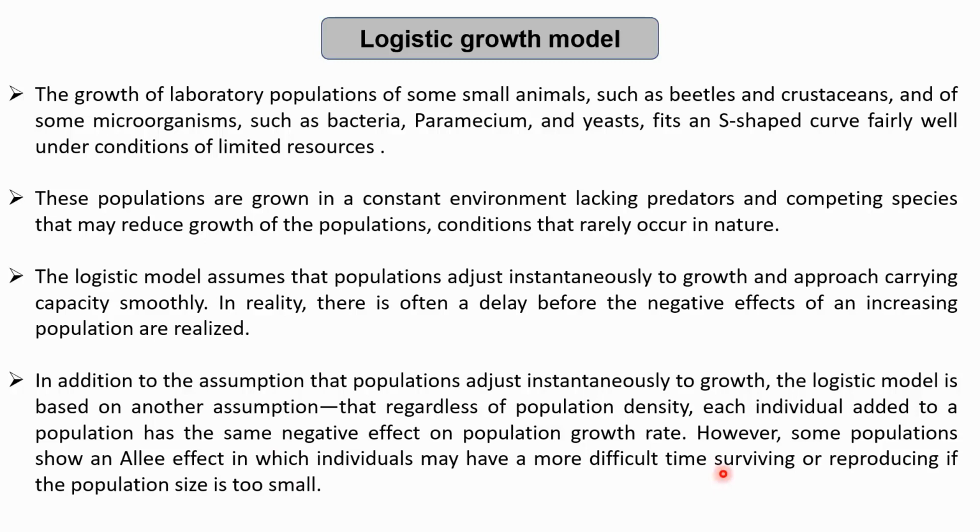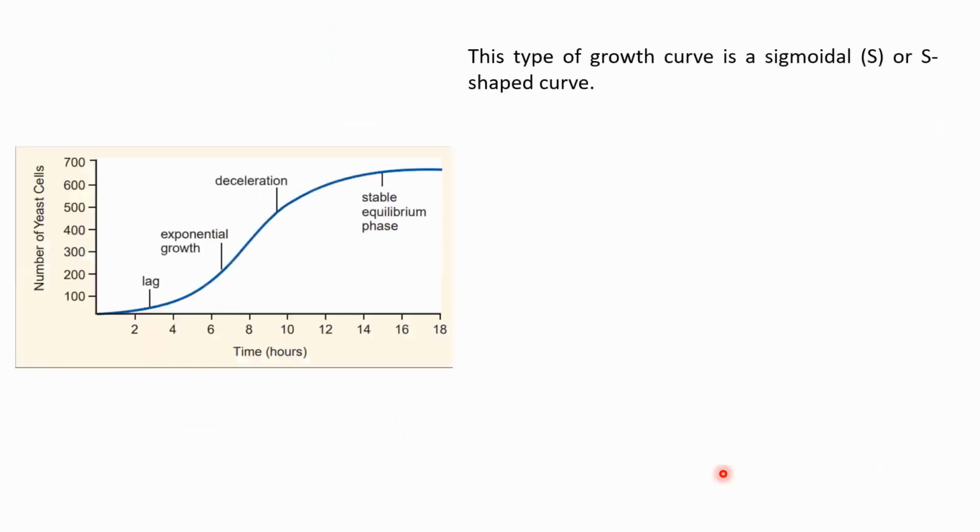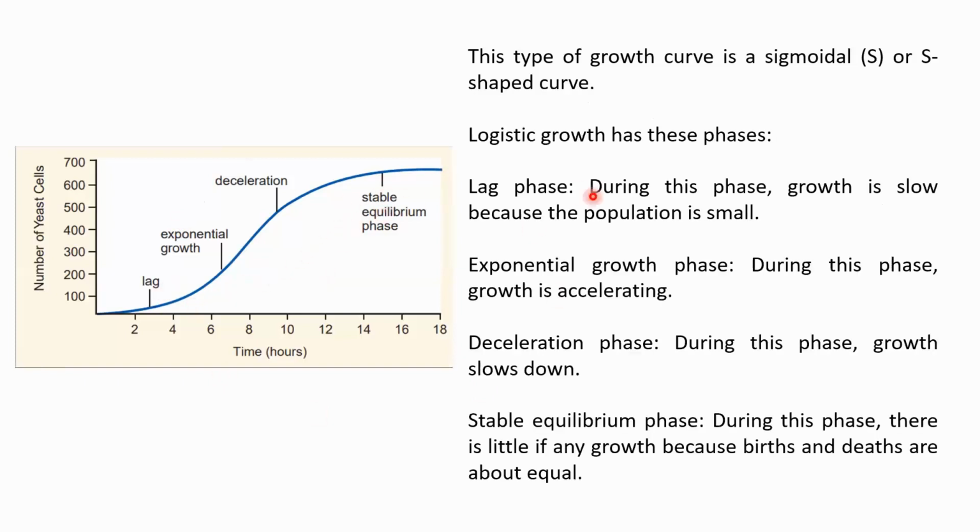So where the logistic growth model assumes that every individual added to the population has a negative effect, in reality, some populations show the Allee effect, where if the size of the population is too small, the individuals may face difficulty in surviving and reproducing. So these are the two assumptions that do not work exactly in reality. Based on these assumptions, the logistic growth model has been proposed. This type of growth curve is a sigmoidal or S-shaped curve, and it has different phases.